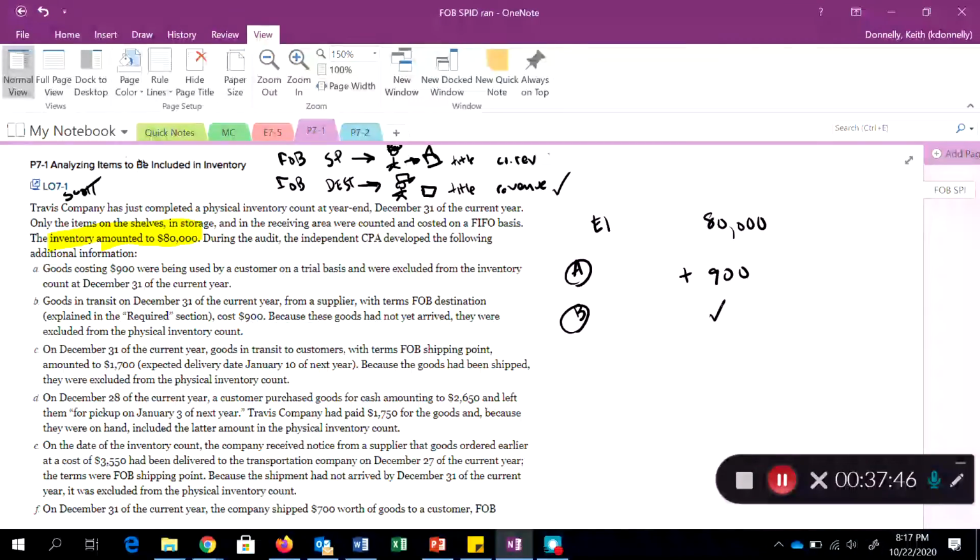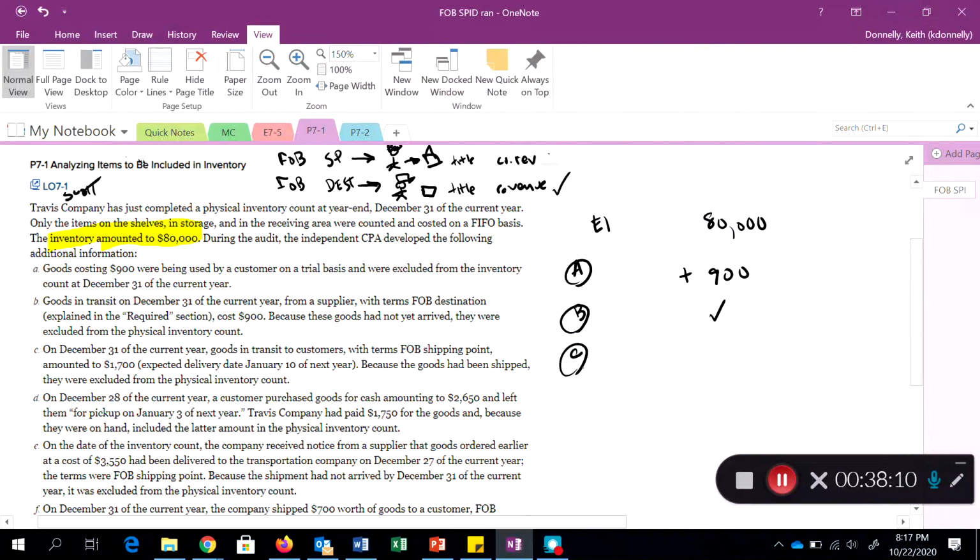This is FOB destination. We ordered it. It's kind of like, right, you order something on Amazon, a toothbrush. It's not yours until you get it, until it comes to your house. So we sent them to the back room. We ordered more inventory. It's not here yet. The terms of the agreement say we don't own it till it gets here. So they did the right thing.